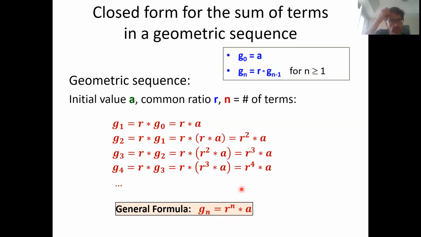Oh, you know what? I messed up the slide. Sorry about that. Somehow I don't have the sum of the terms in a geometric sequence. I overlooked it. So I owe you a general formula for summations of these.